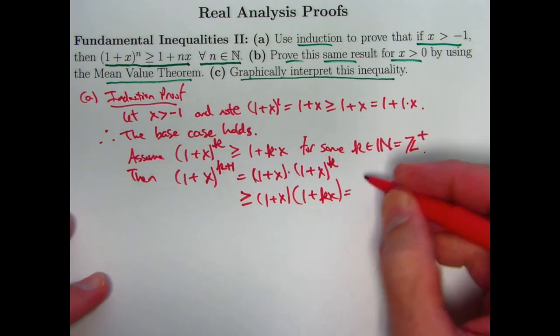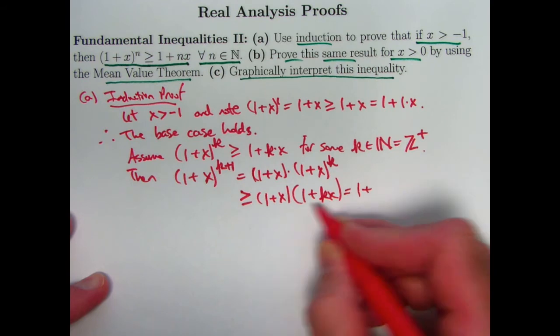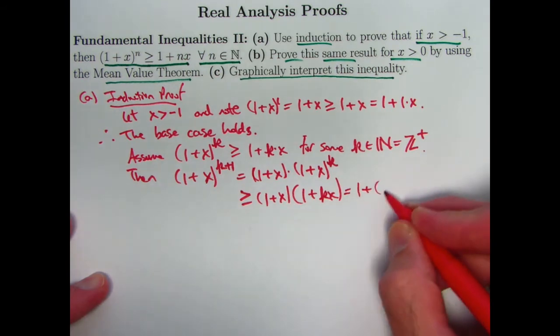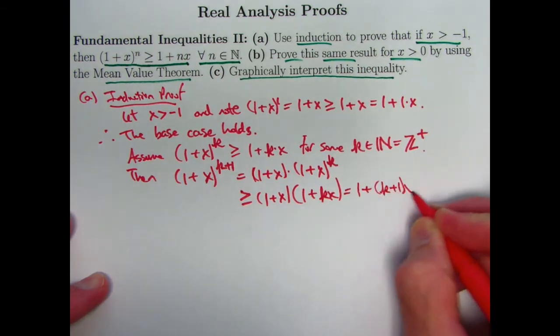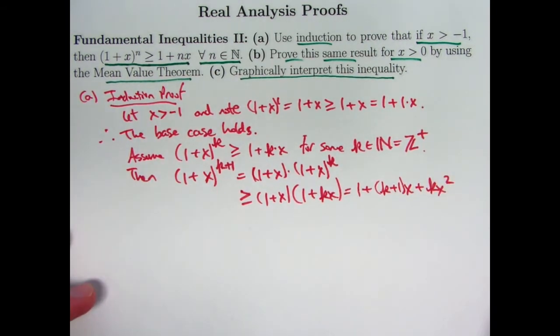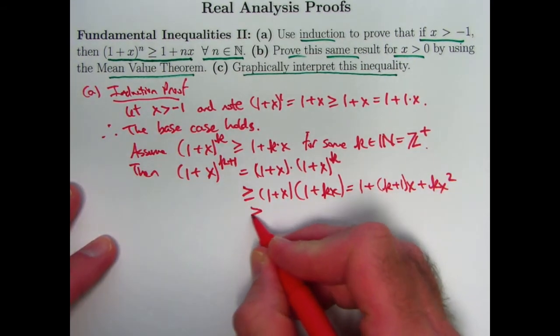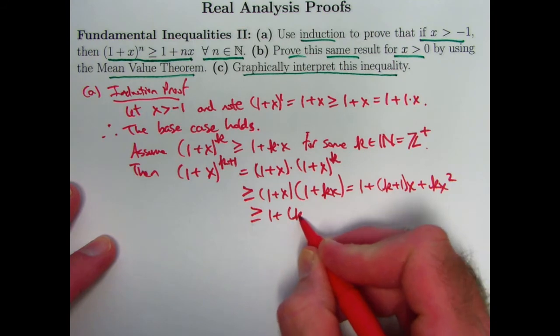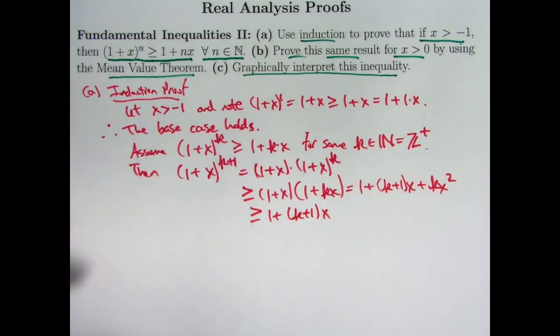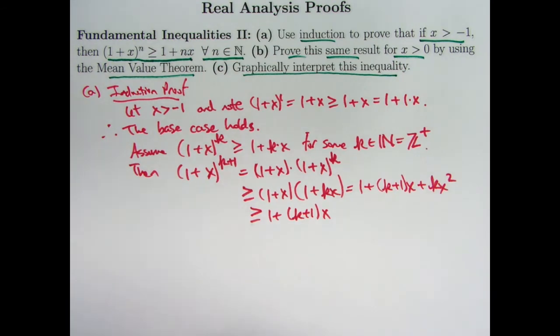Now expand this out. This is the same as 1 plus, let's see, outside times outside is kx, inside times inside is x. This is the same as 1 plus k plus 1 times x plus kx squared. Be nice to get rid of that kx squared. How can I do so? I can note that, well, k is a positive integer, so it's positive, and x squared is not negative. This is certainly greater than or equal to 1 plus k plus 1 times x. I can just get rid of that k times x squared and write that, and that's it.